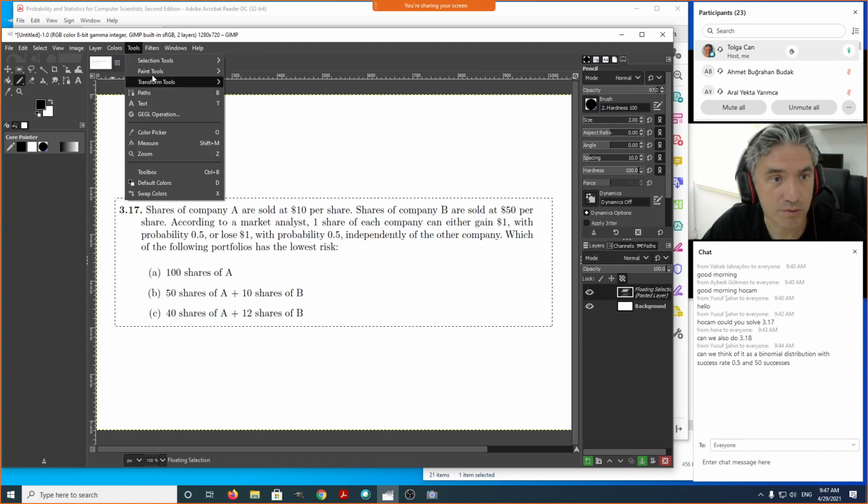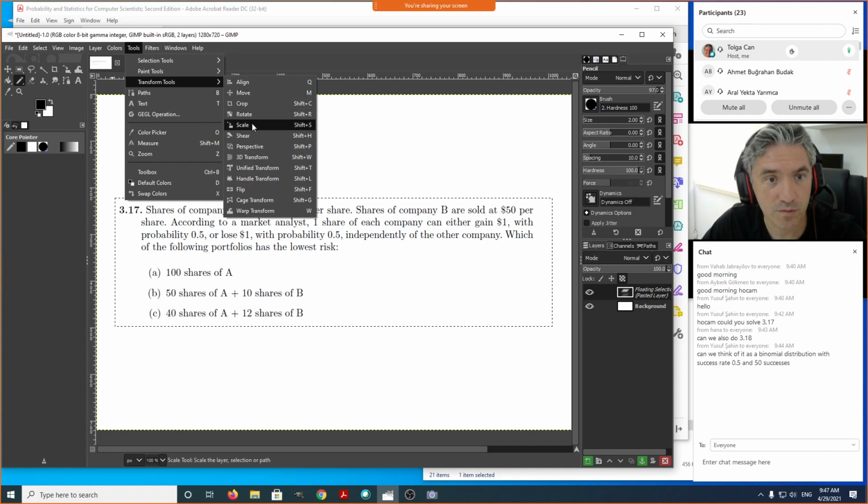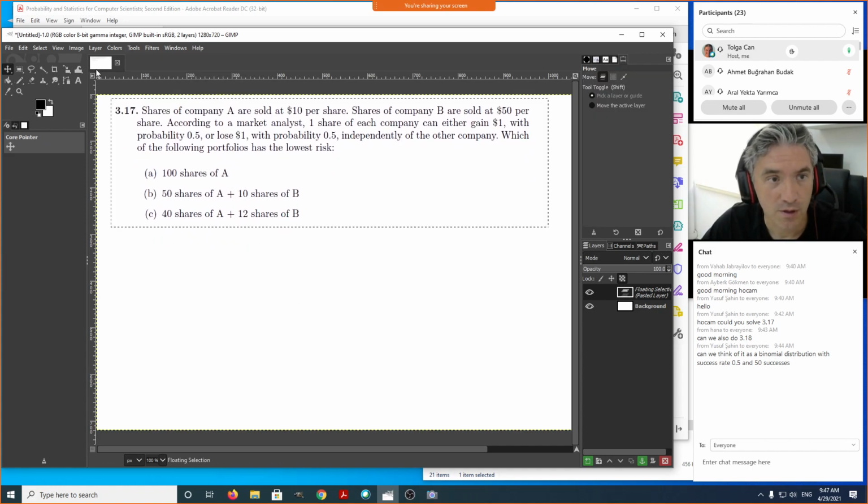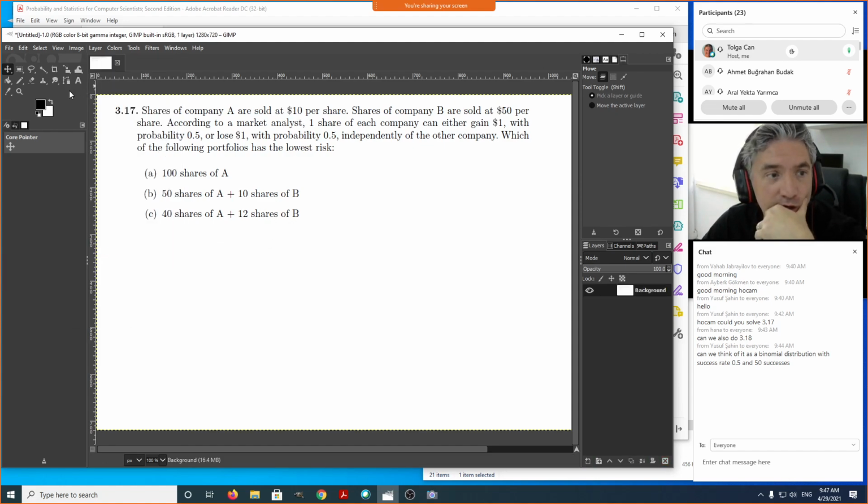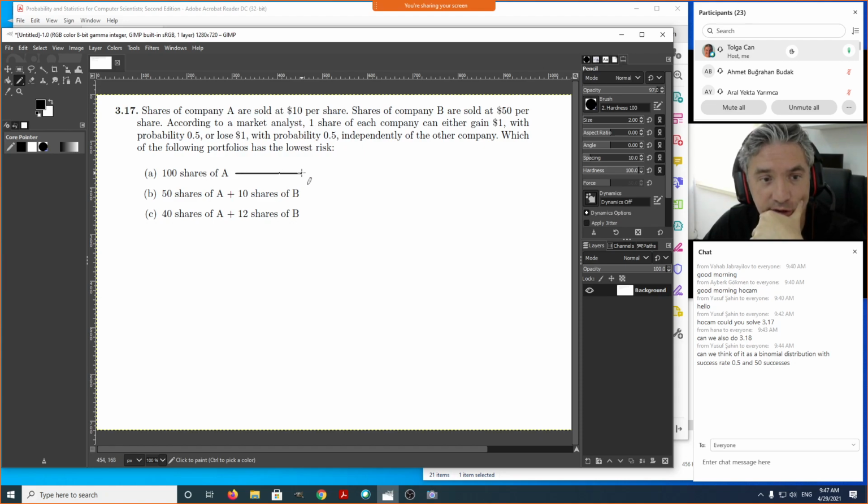Tools, transform to media. All right. So here, as I said, you need to compute what is the expected value of this variable, 100 shares of A. Each share of A, if we call each share of A A_i, then 100 shares of A is basically the summation of these random variables, right?